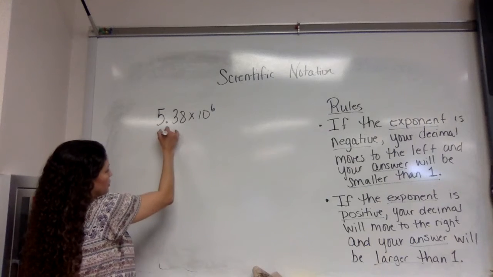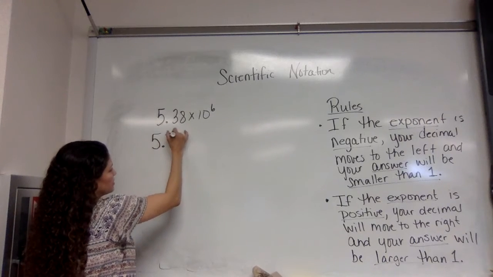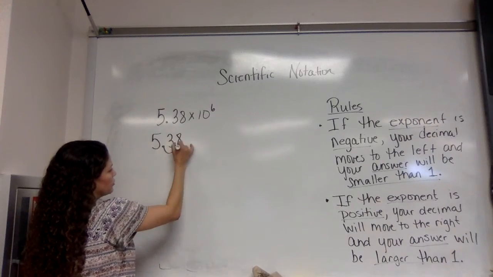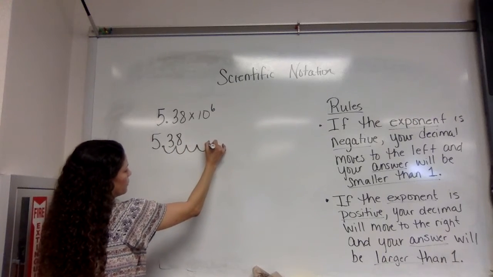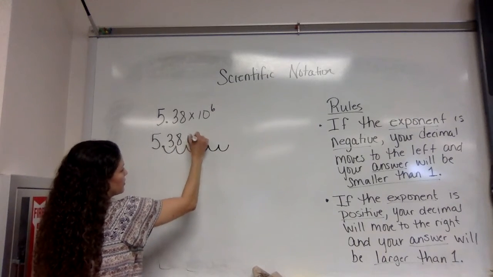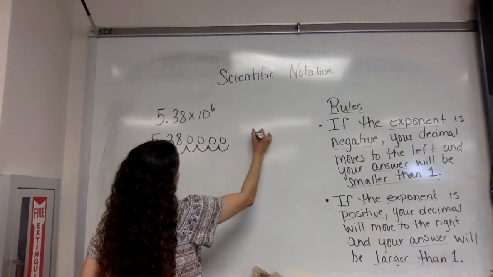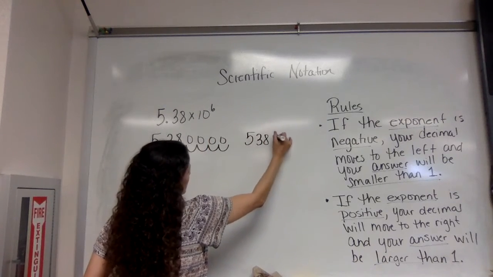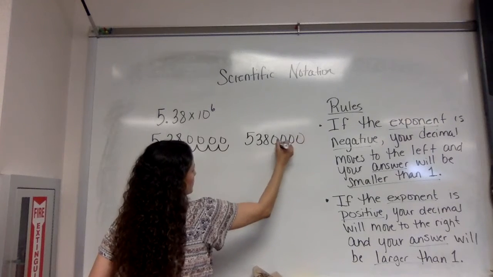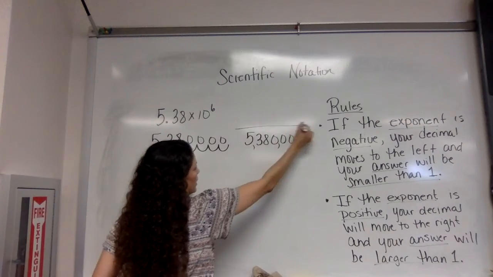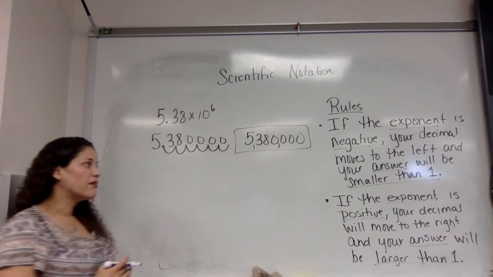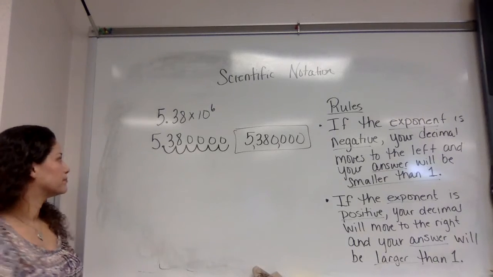So I'm going to go ahead and just rewrite this number, and I'm going to move my decimal to the right. So it's 1, 2, 3, 4, 5, 6. I'm going to fill in these holes with zeros. So my answer is 538 with 4 zeros afterwards, with commas. So my standard answer will be 5,380,000.